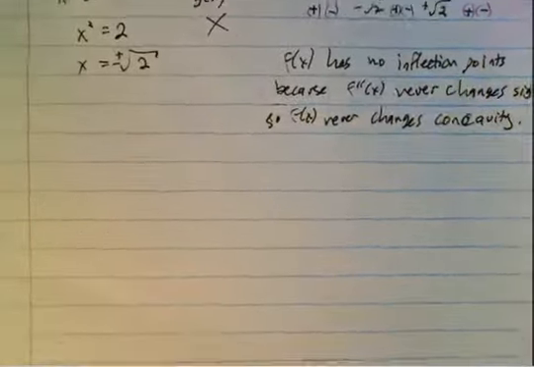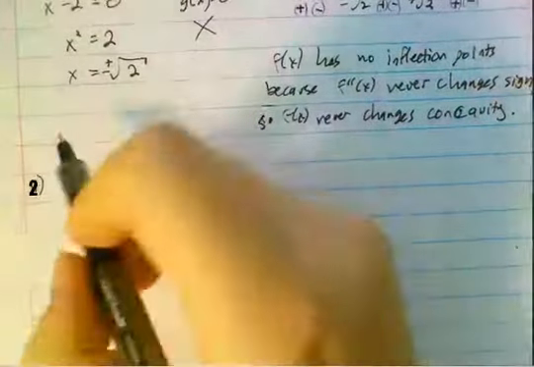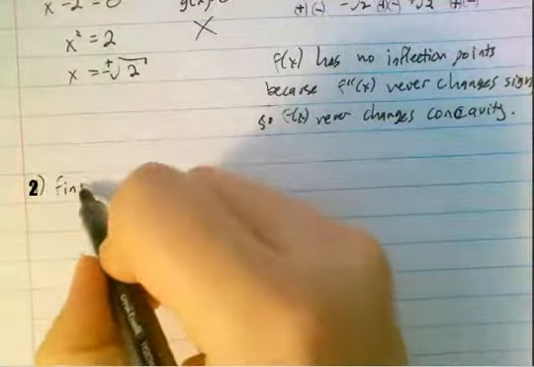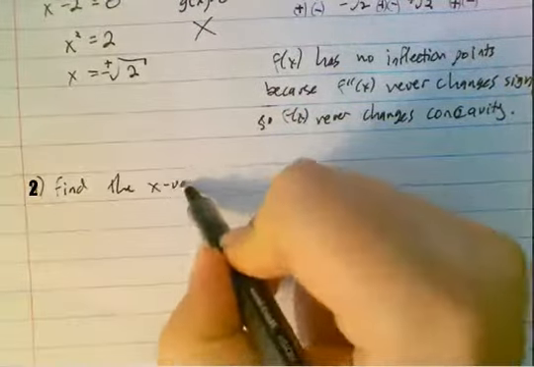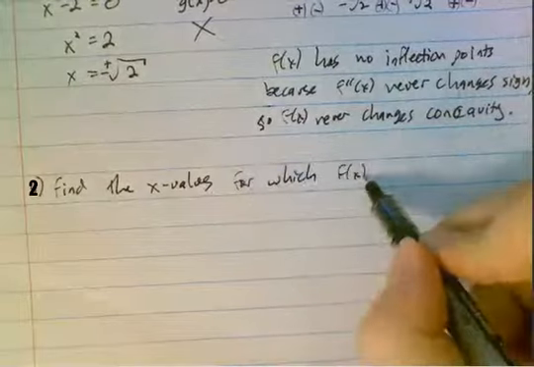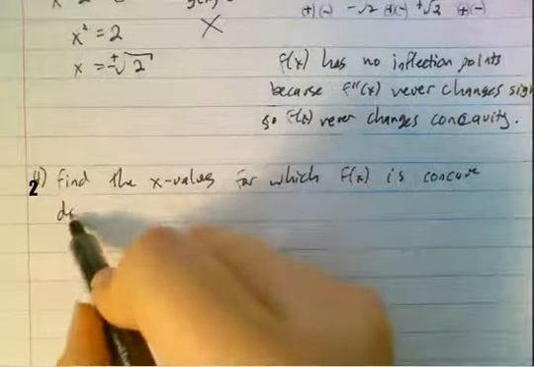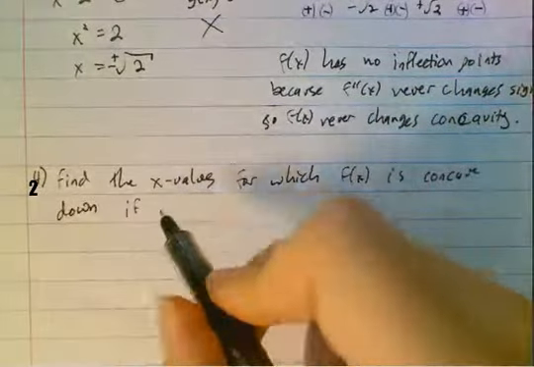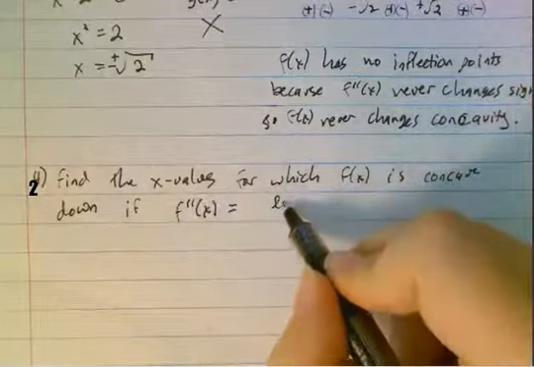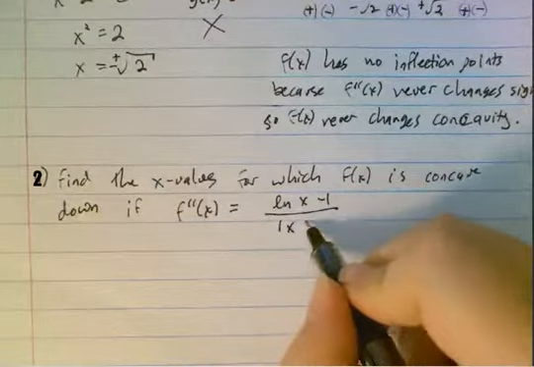Another couple of types of tricky examples involve natural logs and absolute value. So let's find the x values for which f of x is concave down if f double prime of x equals the natural log of x minus 1 over the absolute value of x plus 3.